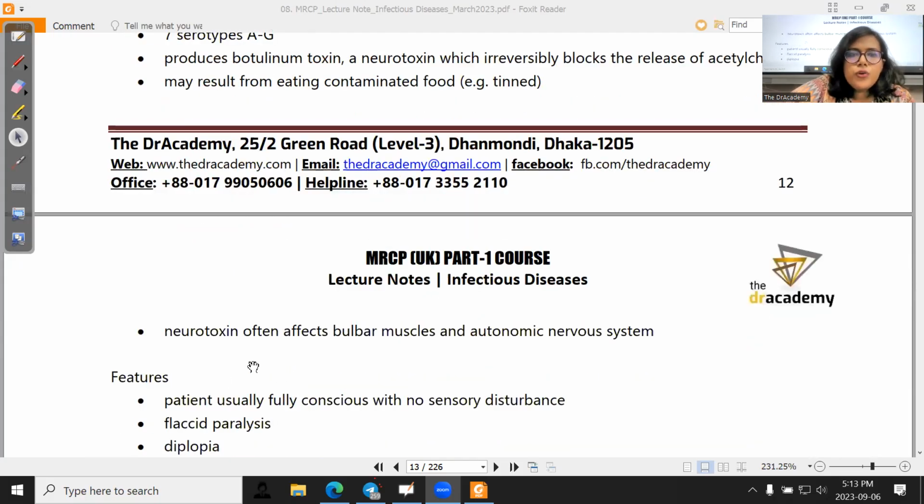Neurotoxins often affect the bulbar muscles. Actually, the neurotoxin has a very wide variety of action because acetylcholine receptors are present throughout the different muscles. If it binds with the skeletal muscle acetylcholine receptor, it will cause flaccid paralysis. If it binds to the muscles of swallowing, it will cause bulbar paralysis. If it binds to the extraocular muscles, it will cause ophthalmoplegia.